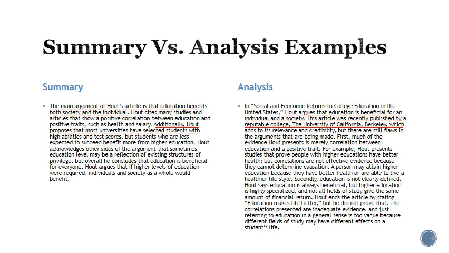From there I say there are still flaws in the argument that are being made. And I point out that it's not sufficient that Hout presents a correlation between education and a positive trait. So for me, in doing that, I was attempting to point out a logical flaw that I saw in his argument, and that is my form of analysis interpreting the text.